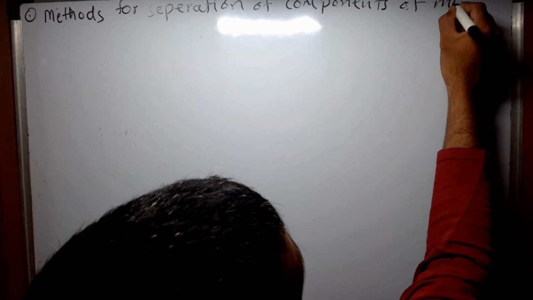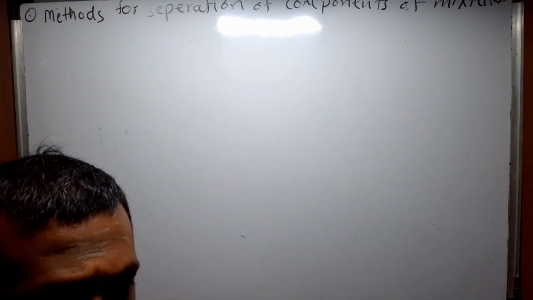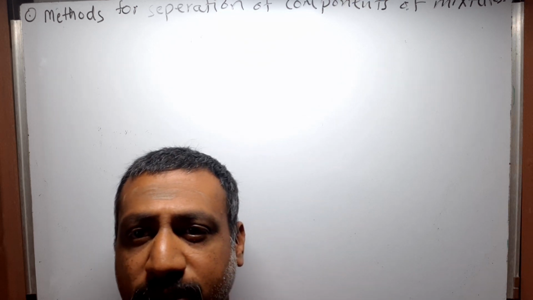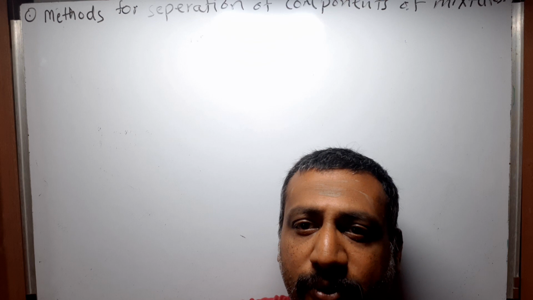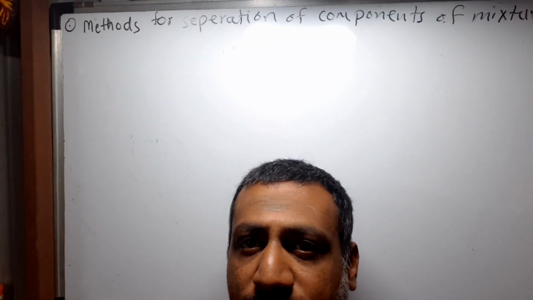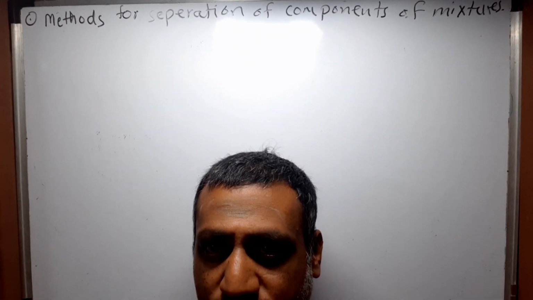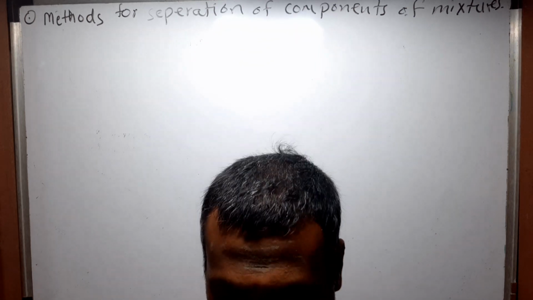of mixtures. As we know, the matter is either pure substance or impure substance. The pure substances are elements and compounds. Impure substances are mixtures. So today we are discussing about the impure substances and how to separate the impure substances. That discussion we are going to do now.